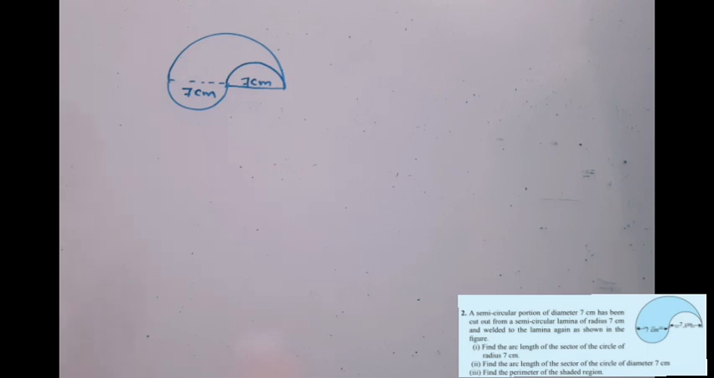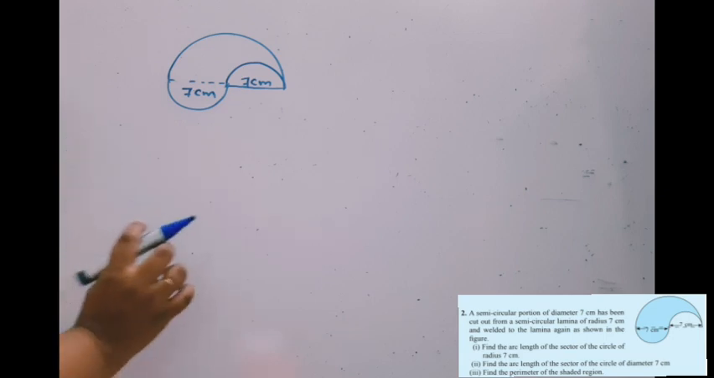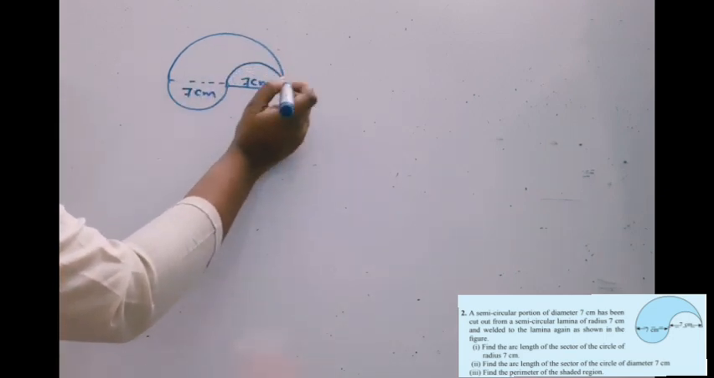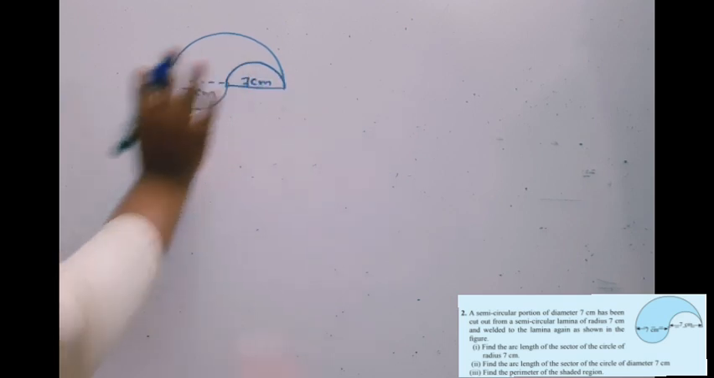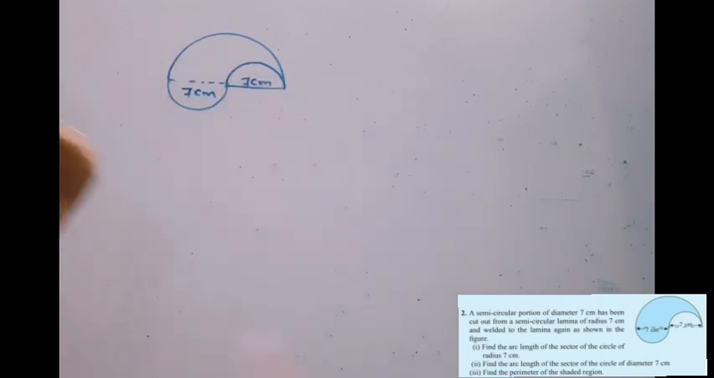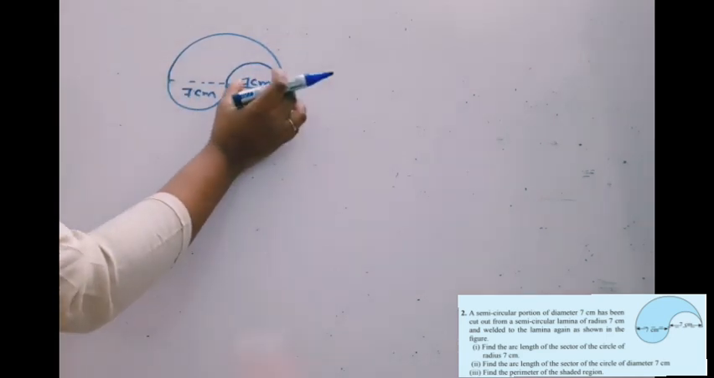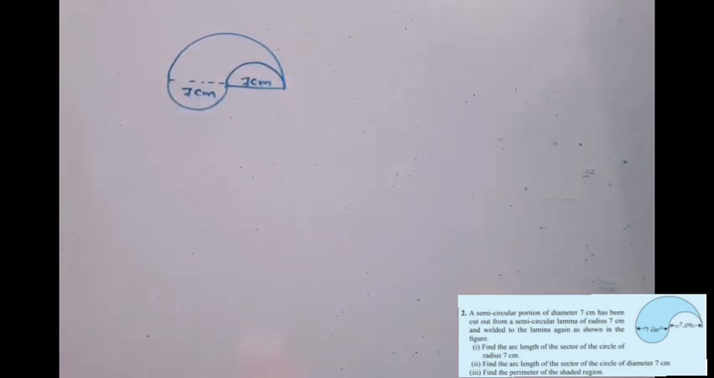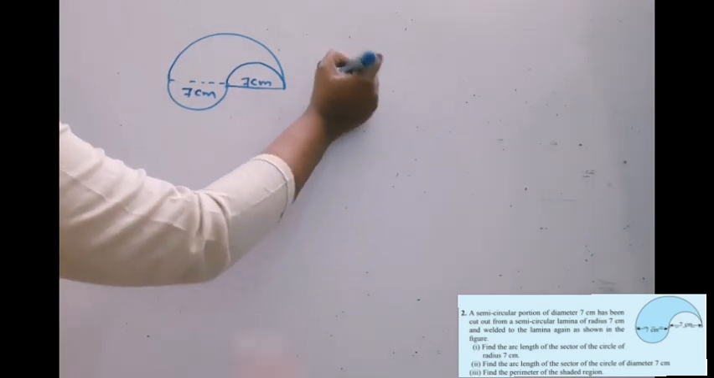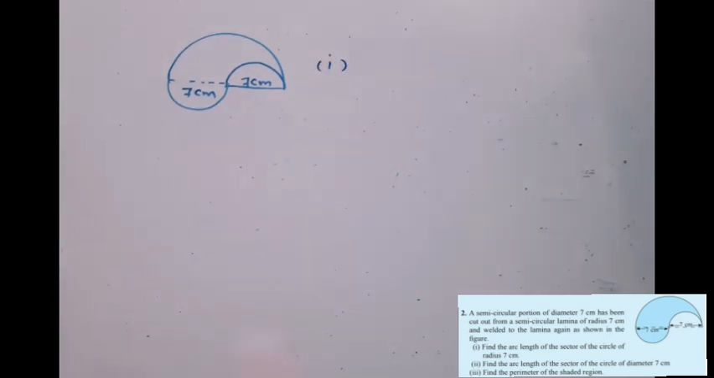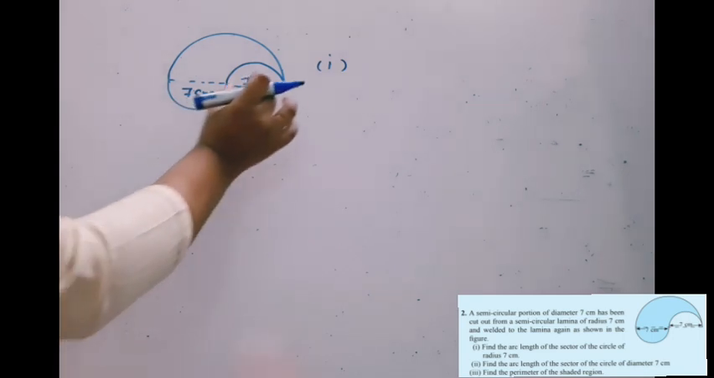So remember, children, the place where you might make mistakes is to find the radius, differentiating the radius and the diameter. So look closely. The small semicircle's radius is going to be half of 7. Am I right? Whereas the larger semicircle's radius is going to be 7 centimeters. So please be careful when you do these kinds of sums. Now the first question is, find the arc length of the sector of the circle of radius 7 centimeters.